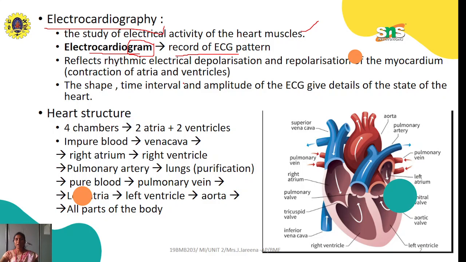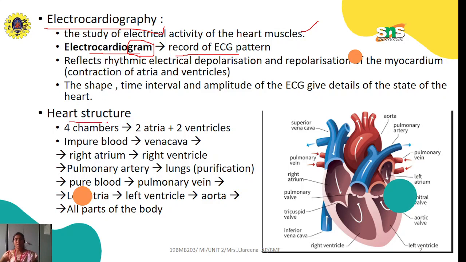It represents or reflects the electrical depolarization and repolarization of the myocardium, that is, the contraction of the atria and the ventricles. Okay, in the recording of ECG, we analyze all waveforms in terms of shape, time interval, and amplitude. These three parameters carry meaningful information and convey details about the state of the heart. That is why ECG is very important to study the electrical activity of the heart muscles.